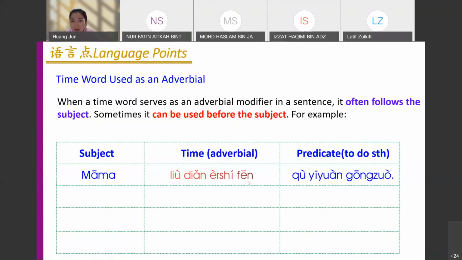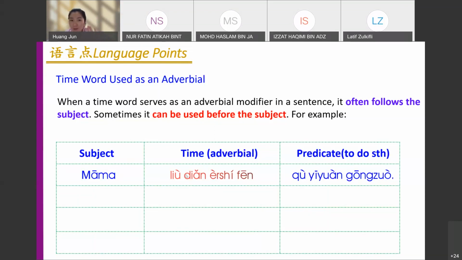So 妈妈6点20分去医院工作. You can see they put the time after the subject, right? I told you the time can be put before or after the subject, both can. So this sentence you can also change into 6点20分妈妈去医院工作. Also no problem. If you put 6点20分 at the beginning, before the subject, also can.